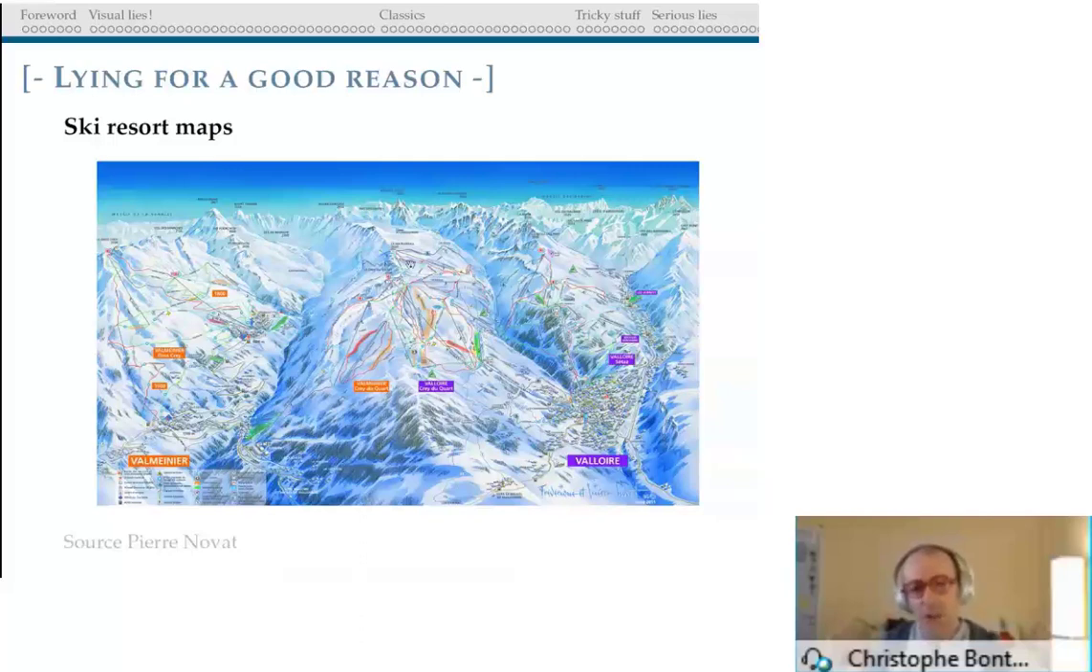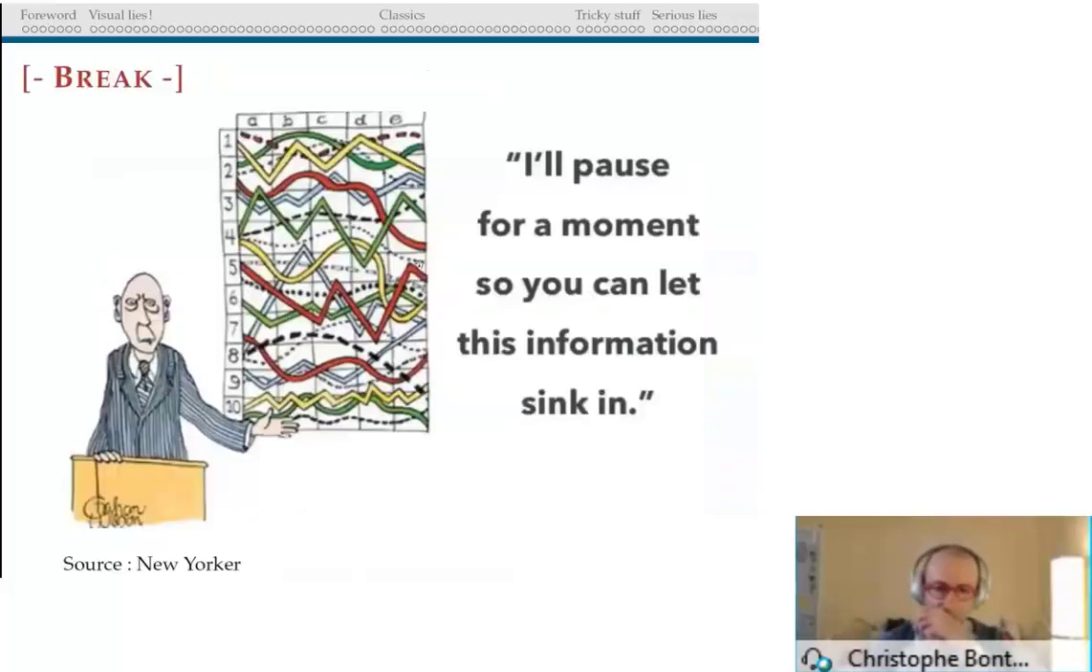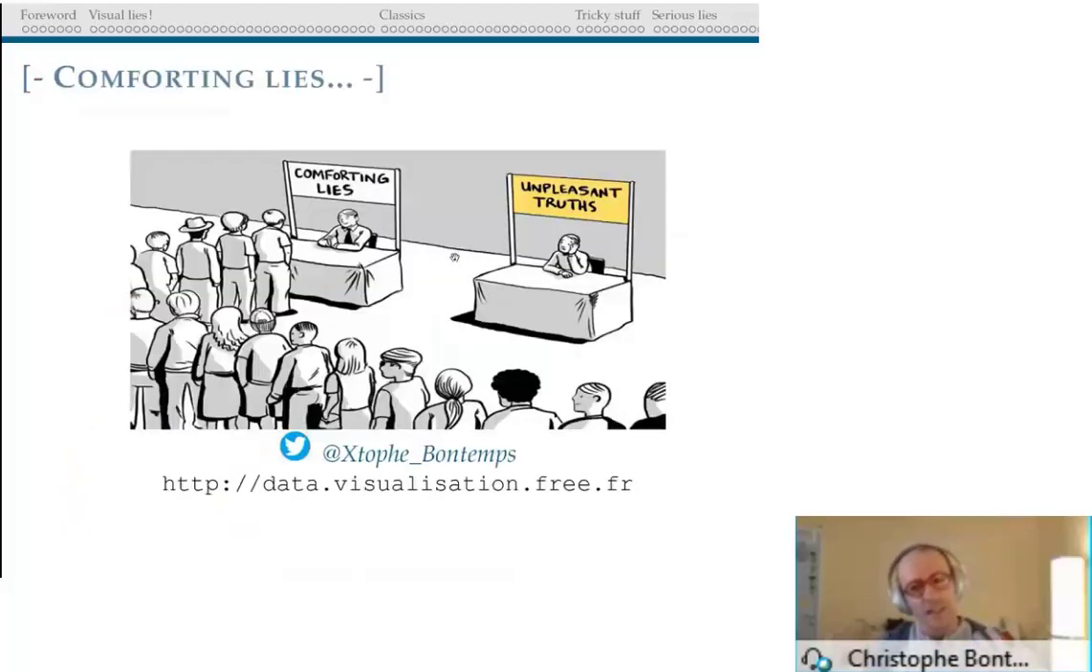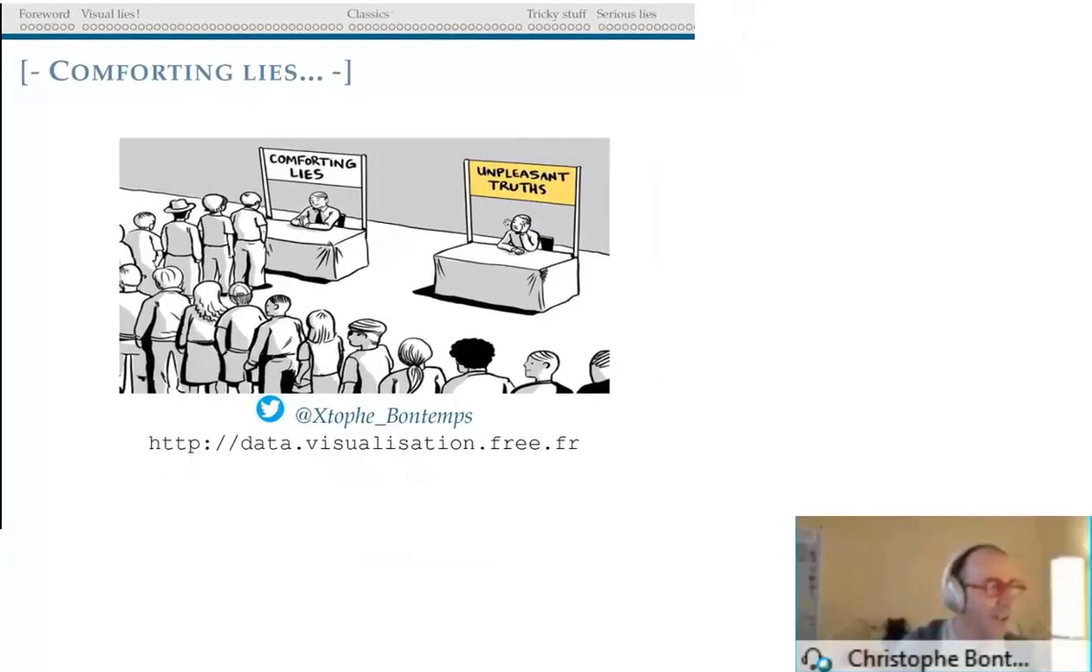So it's really an art, because you have the impression it's a picture. It is definitely not. Things have been exaggerated, modified. It's really difficult to do, but it's for a good reason. I will finish by telling you that there will be many more people waiting to hear a comforting lie than to hear an unpleasant truth. And now I will go to the questions and try to answer them.